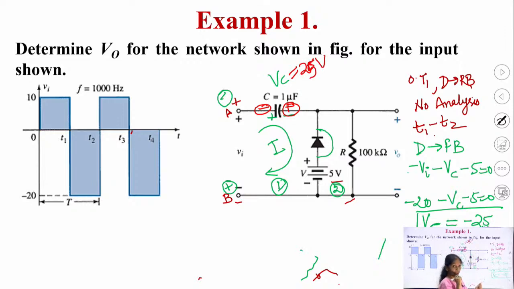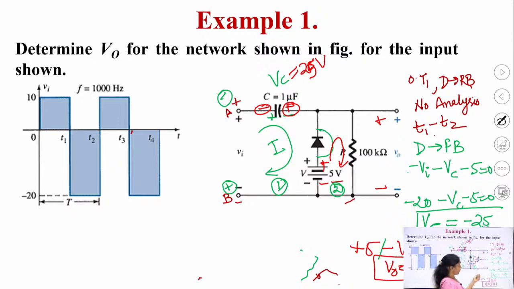So, this is the one thing. Next is, what will be the output voltage when your diode is in the forward bias state. So, we will write the KVL in the second loop. This is plus, this is minus V naught, this is plus and minus 5. If I write KVL, plus 5 minus V naught is equal to 0. So, V naught comes out to be 5 volt.